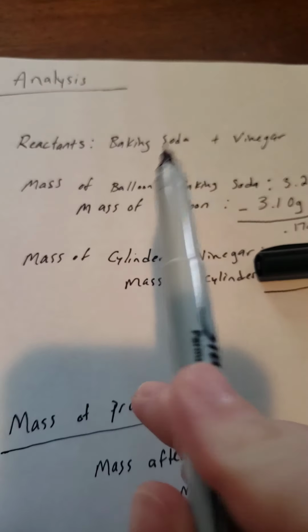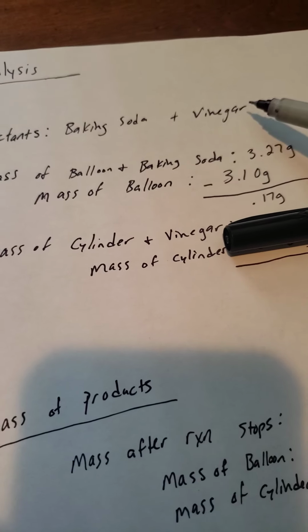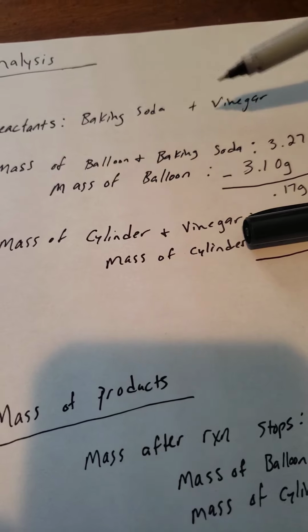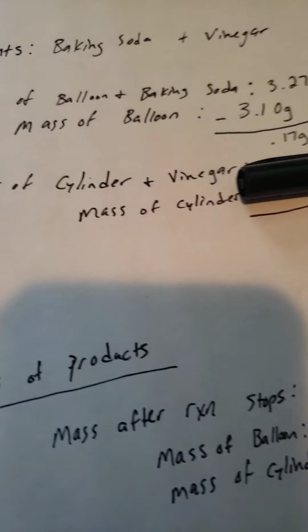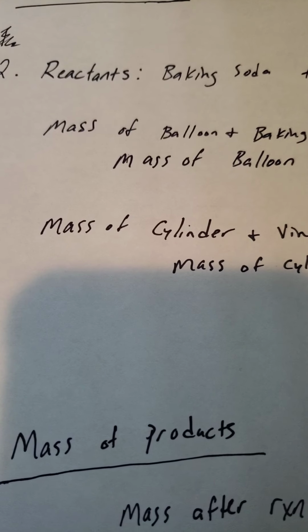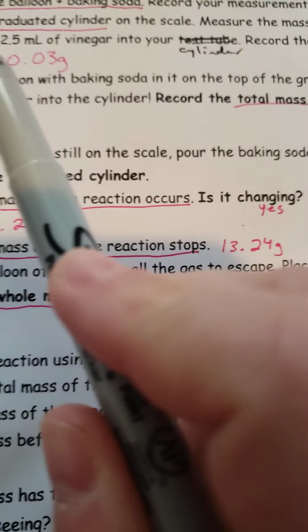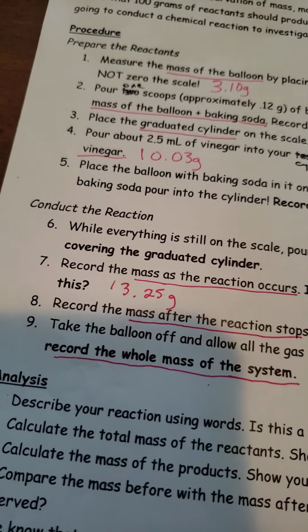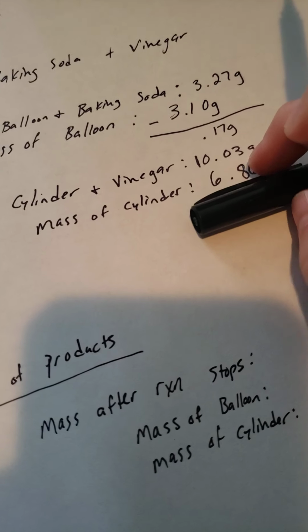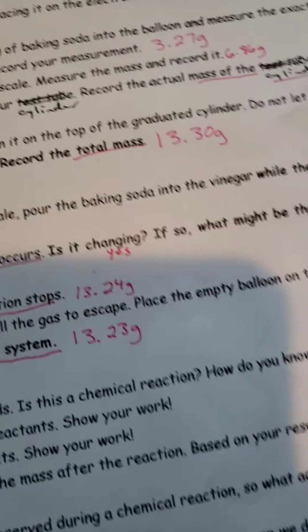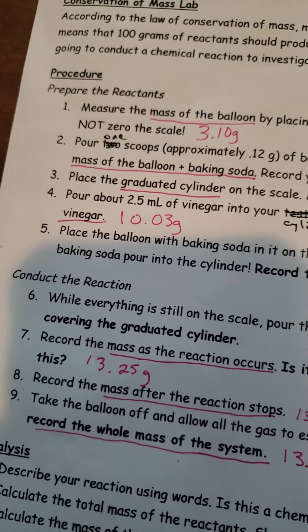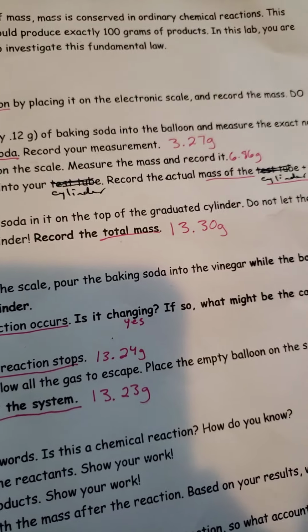Now we're going to do the same thing with the vinegar, because the reactants are not just the baking soda, but also the vinegar. So we need to find this mass plus this mass. The mass of the vinegar plus the cylinder is found in step 4. So we got the mass of the cylinder plus the vinegar: 10.03 grams. Then we need to find the mass of the cylinder, which we measured as well, and that's in step 3. Just the mass of the graduated cylinder was 6.86 grams.